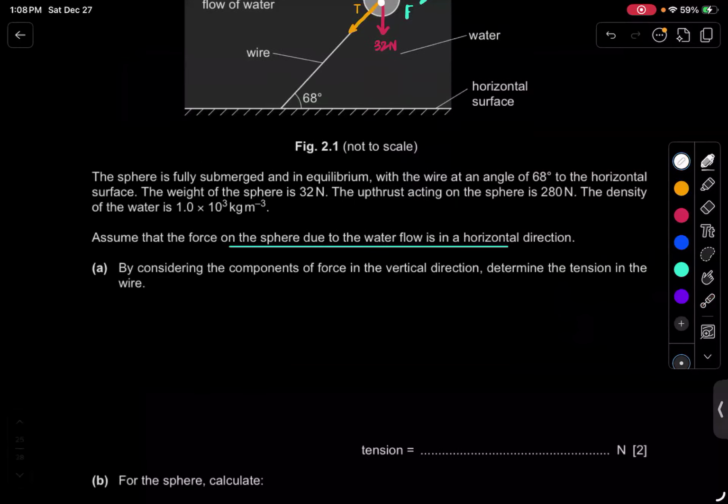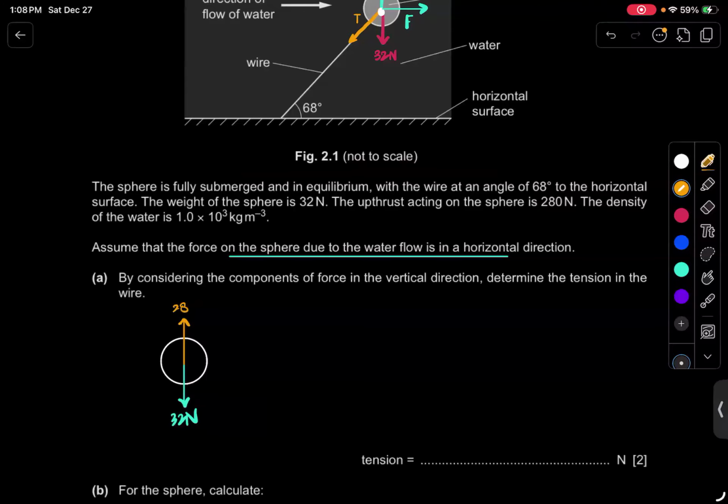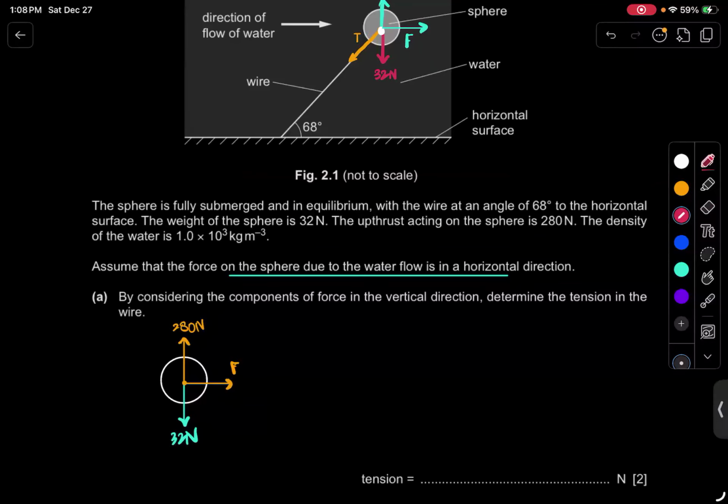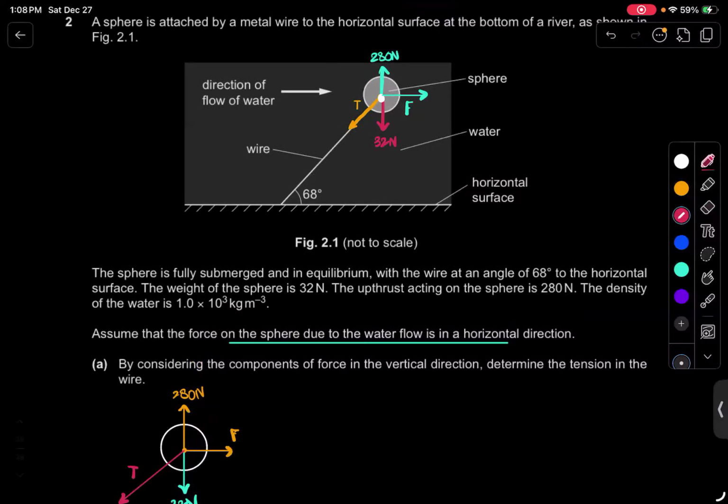Now let's draw the ball over here. If you draw the ball, there is a downward force W. So what was W? W is 32 newtons. And there was an upward force of 280 newtons. And there is a rightward force of F. We don't know what that is. Now, tension is in this direction, but you can break it into components, right?